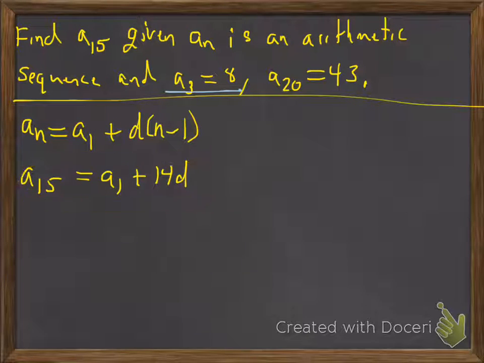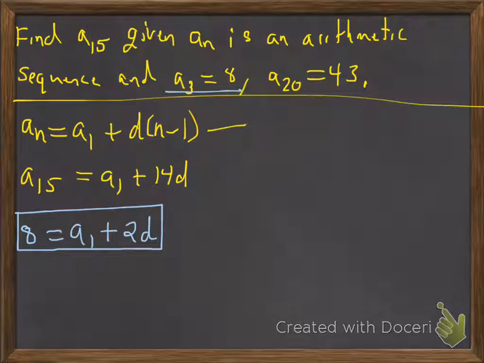What we have left is we can use a_3 as 8, and if we plug that into the nth term formula, you're going to have 8 is equal to the first term a_1, and then we plug in 3 for n, so 3 minus 1 or 2, so we end up with 2d. So we'll have a_1 plus 2d. And we're going to plug a_20 into the a_n formula again.